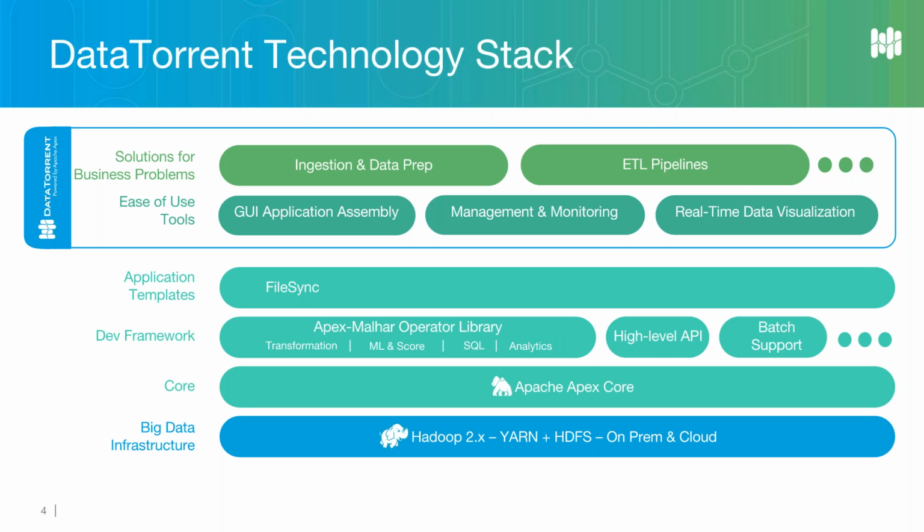So provided you have Hadoop of version 2.2 and above, on top of that you will need the Apache Apex core engine. When you install DataTorrent RTS, the engine is actually bundled and installed automatically. But this is how the technology stack looks. After Hadoop, you will need the Apex engine. On top of that, you see the Malhar operator library over here.